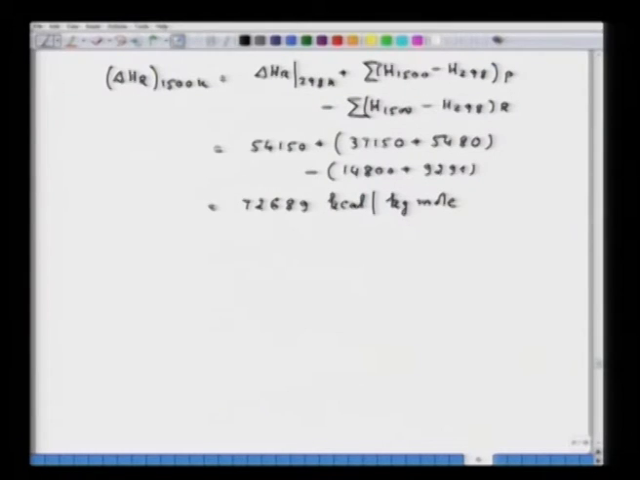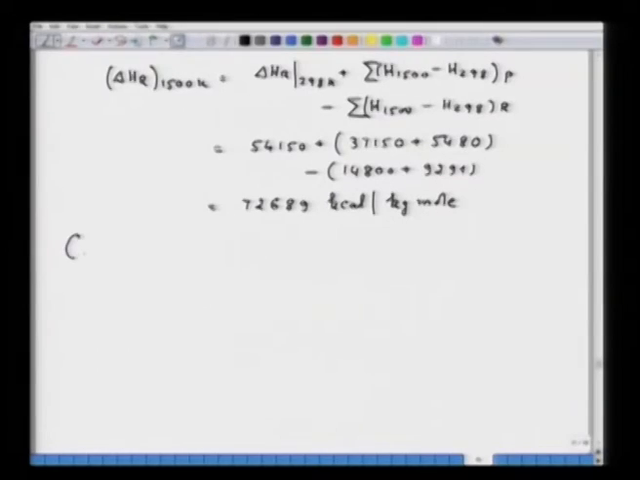Kilocalorie per kg mole. Now, suppose you want to calculate kilocalorie per kg of zinc, then what will you do? You will divide this value by the molecular weight of zinc. If you require to calculate kilocalorie per kg of ZnO, then you have to divide by the molecular weight of ZnO. So, that is what kilocalorie per kg mole means.